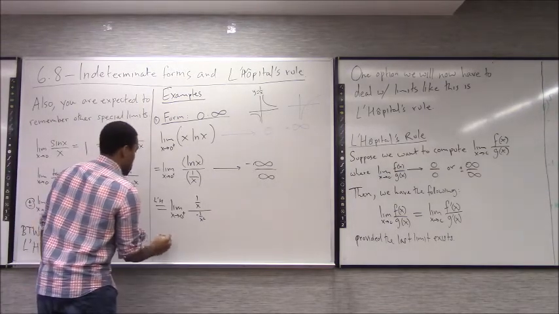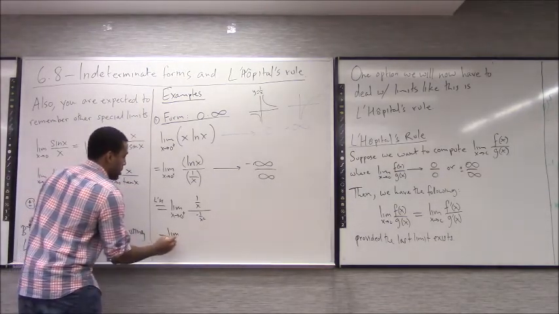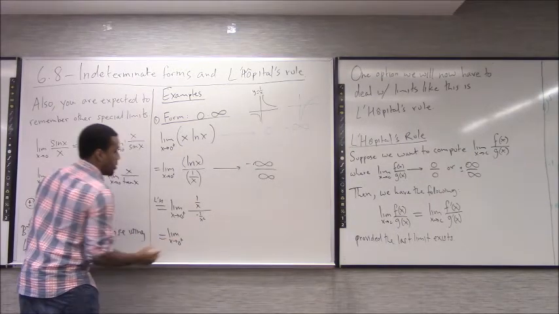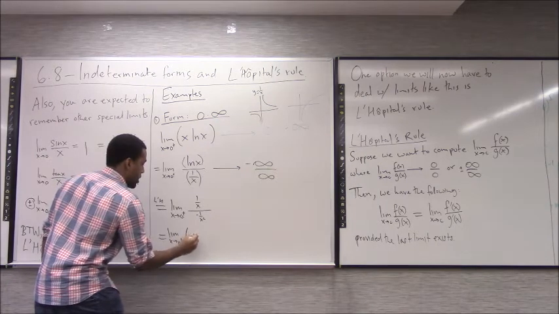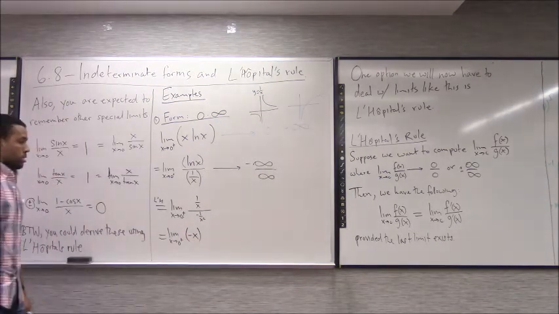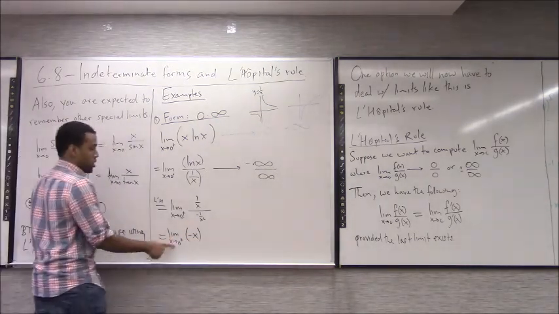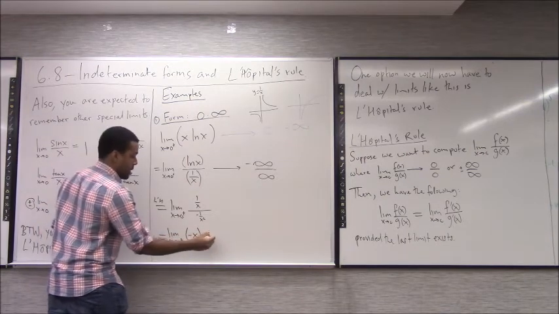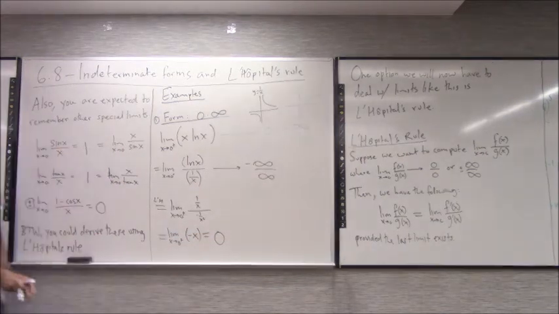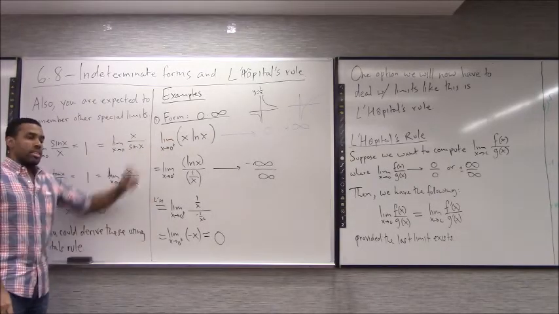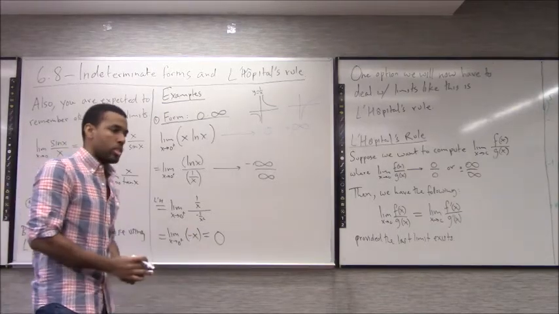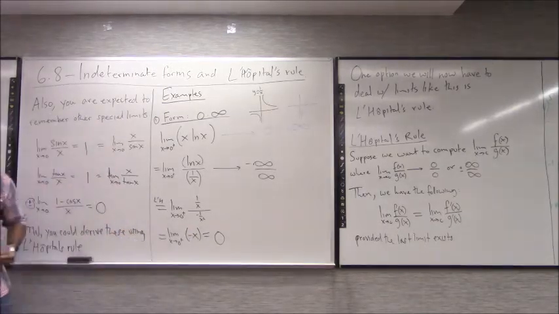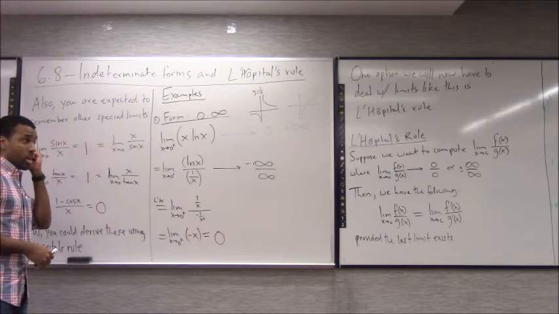Now what I would do here is simplify. I can just flip and multiply. This actually becomes negative x. And so as x approaches 0 from the right, the function negative x is actually 0. So it turns out x times ln x, as x approaches 0 from the right, has a limit of 0.